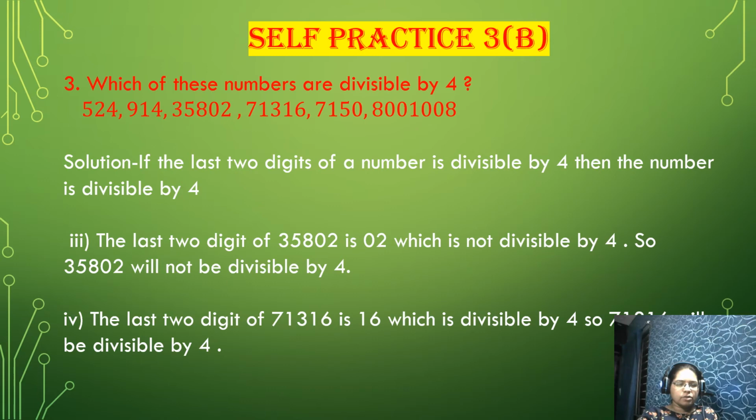Now the third number is 35,802. Here the last two digits of the number 35,802 are 02, which is not divisible by 4. So 35,802 will not be divisible by 4.